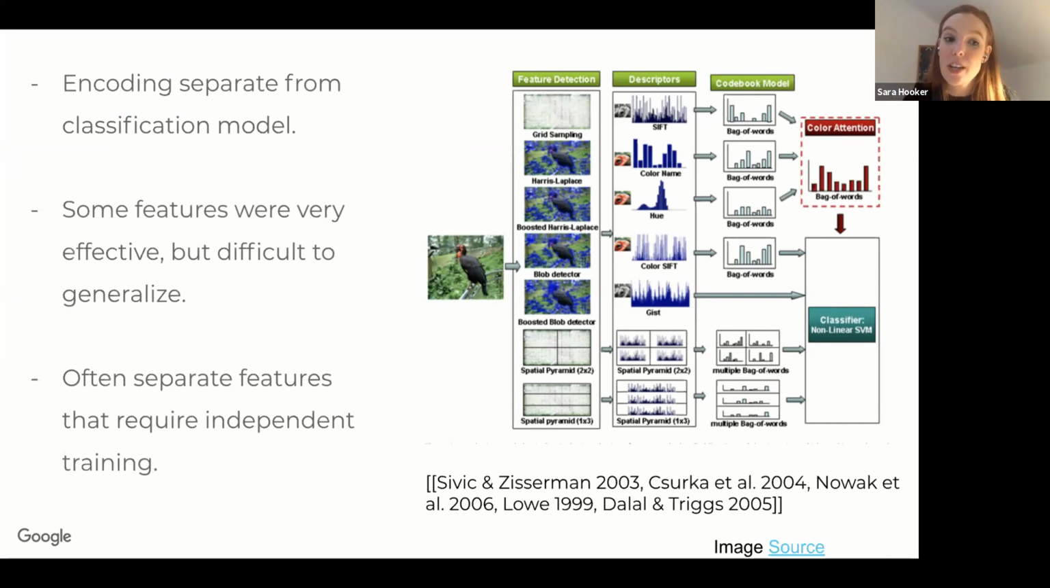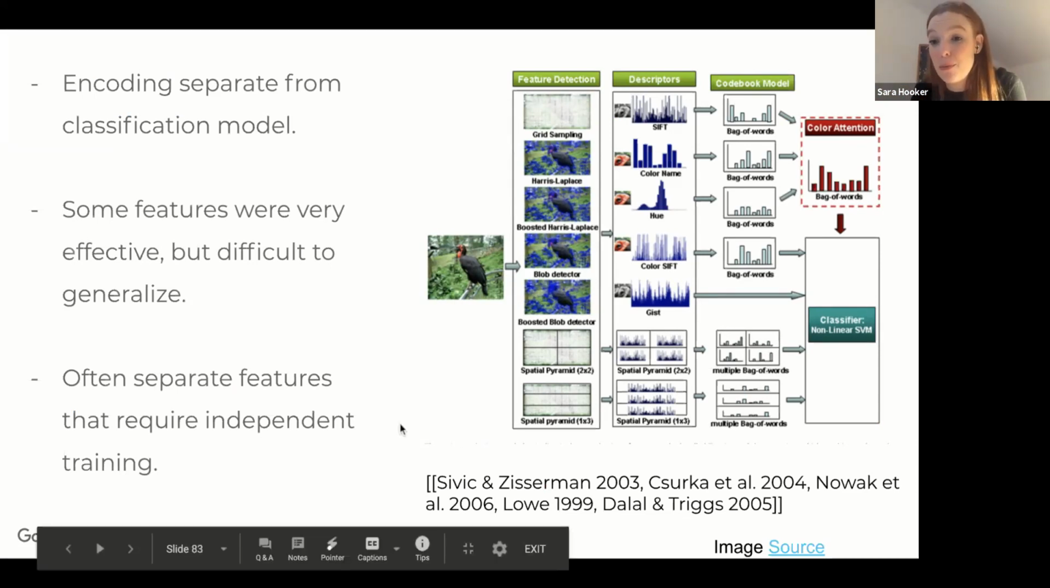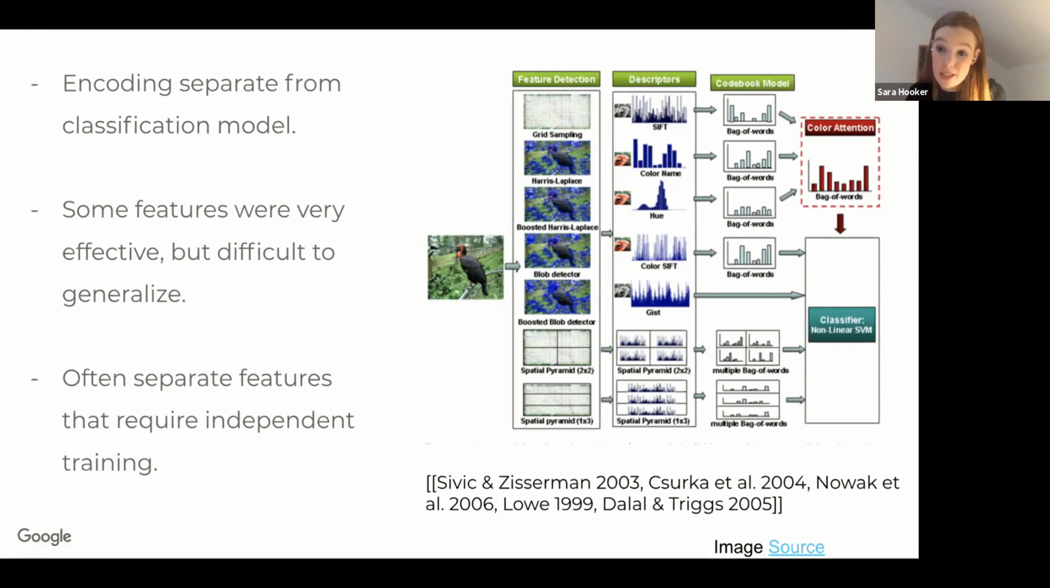Also, encoding was separate from the classification model. So you have this whole pre-extraction phase, and then you have your classification stage, and often this required several different iterations. You're extracting different features at different places. And of course, the goal of feature extraction is to downsample heavily. You want to get from that huge grid of pixels to something far more manageable. But separate features often required separate independent training. So often you would extract different features and then combine it all in a linear model.